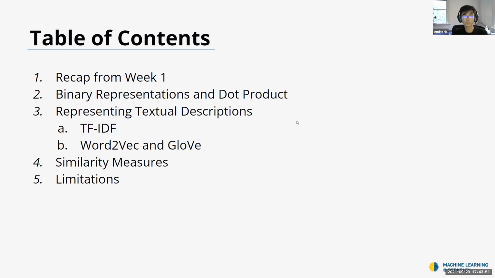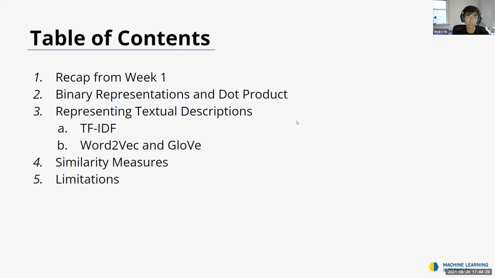So an outline for today, we'll recap the basic idea of content-based systems from week 1. Then we'll revisit binary representations and dot products and go through an improvement on the dot product, namely cosine similarity. And then we'll also look into an improved version of binary representations, which is TF-IDF. And then we'll look at word embeddings and how they're trained. The two specific forms of word embeddings we'll look at are word2vec and GloVe.